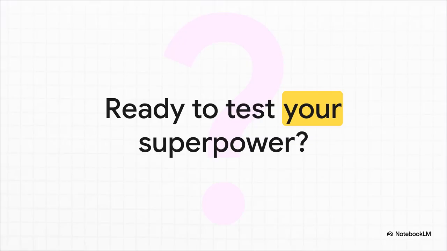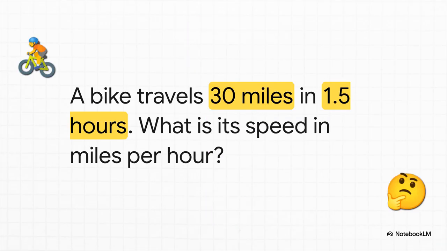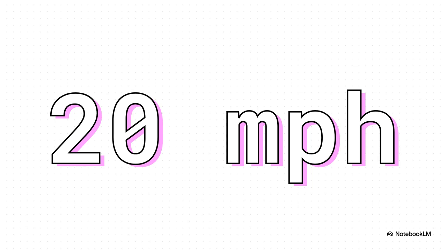Let's just think of this as a quick, fun challenge. A chance to test out your new superpower on a few problems from our source material. You ready for this? Here's the first one. A bike goes 30 miles in 1.5 hours. So, what's its speed? Remember what we did with the car? It's distance divided by time. Go on, take a second. And the answer is 20 miles per hour. You got it. Just divide 30 miles by 1.5 hours.